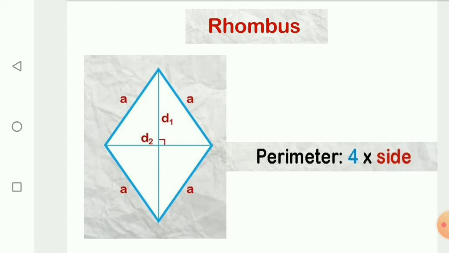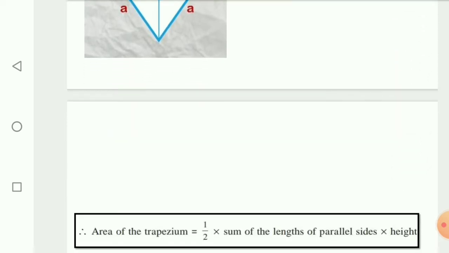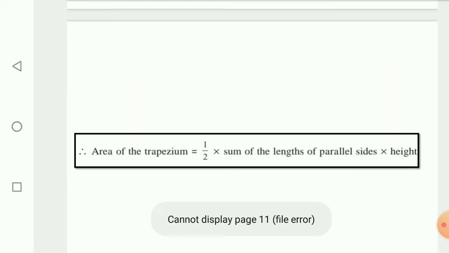So the perimeter is side plus side plus side plus side, which is 4 times side. So it is better, easy and convenient to write 4 into side. So what is the perimeter of a rhombus? 4 times the side. Then we have discussed the trapezium.